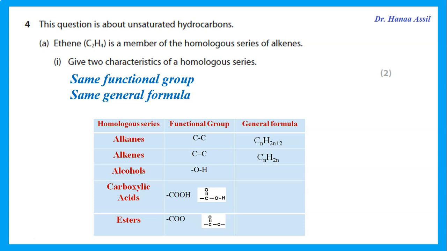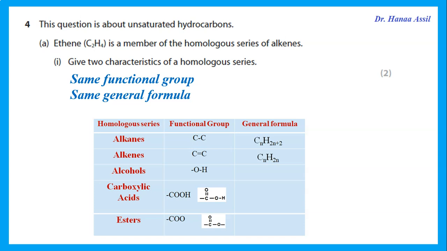So we said examples of homologous series, we said alkanes is one group of organic compounds, so that's one homologous series. All of them have only single bonds, so that's the functional group, and the general formula is CnH2n+2. That means the number of hydrogens is always twice the number of carbons plus 2. Alkenes are another homologous series. All of them must have at least one double bond between carbon atoms, and the general formula is CnH2n.